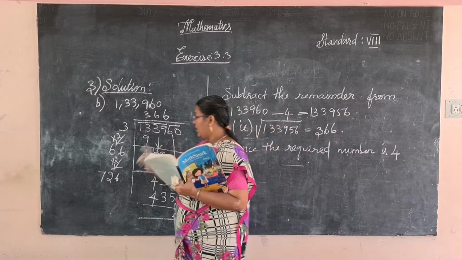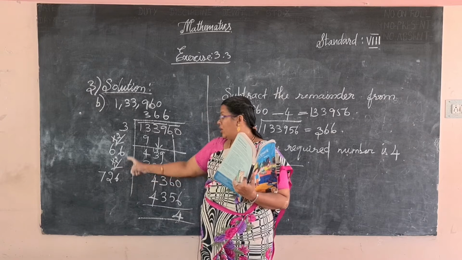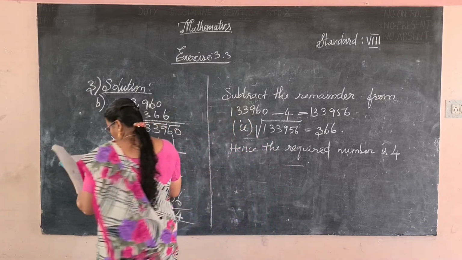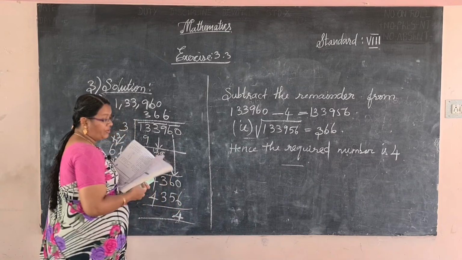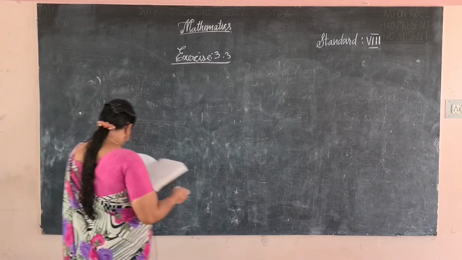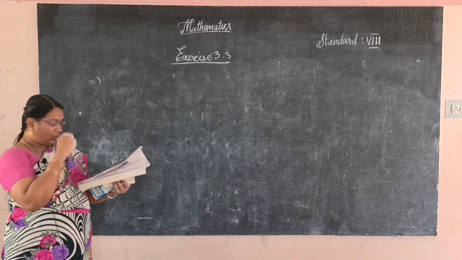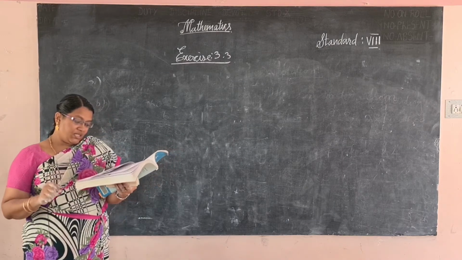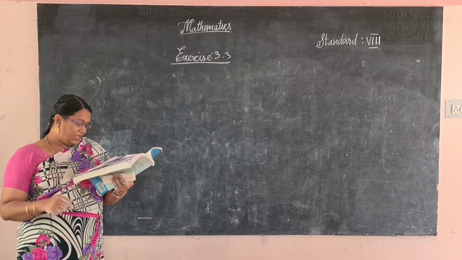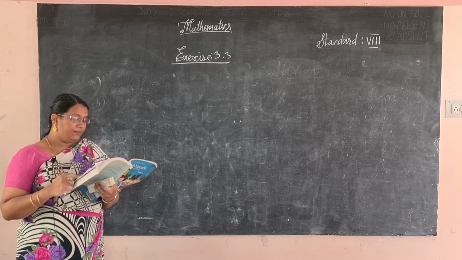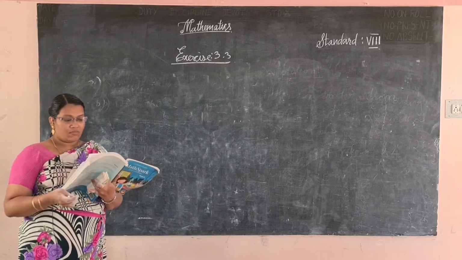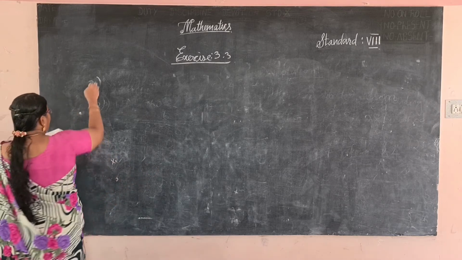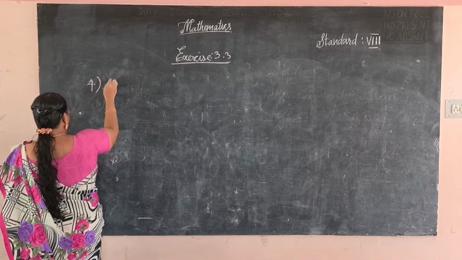Okay, I hope you have understood this place. Everyone should do this carefully. Now move to the next one, the fourth problem. Find the least number of 6 digits which is a perfect square. What is the smallest 6 digit number? The smallest 6 digit number is 1 lakh. Everyone knows, right?